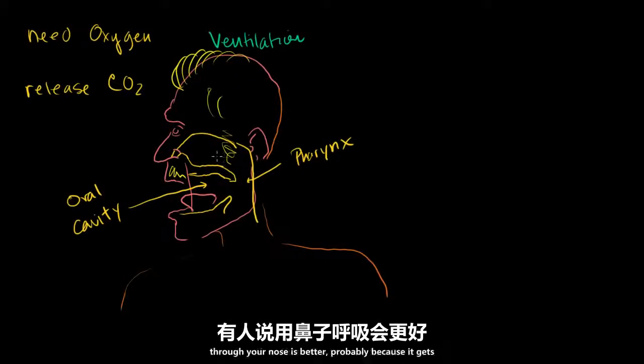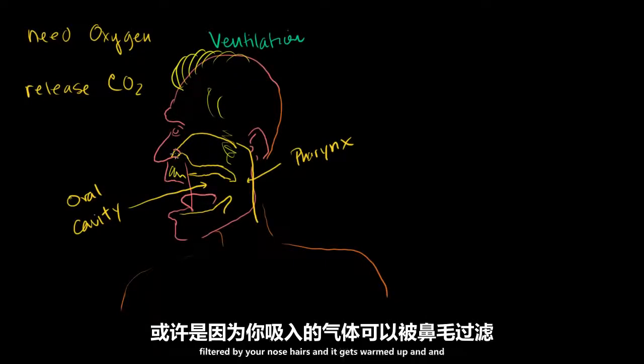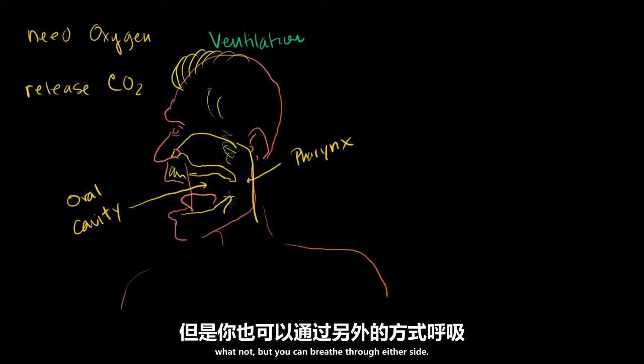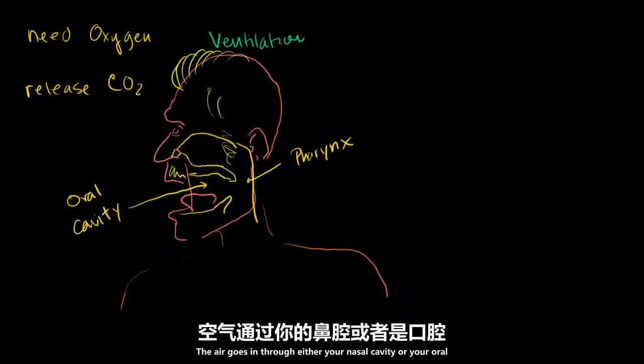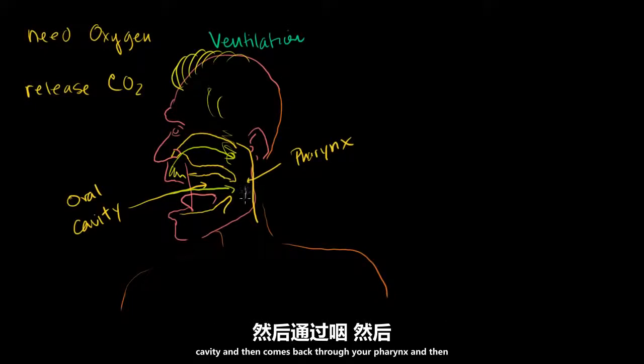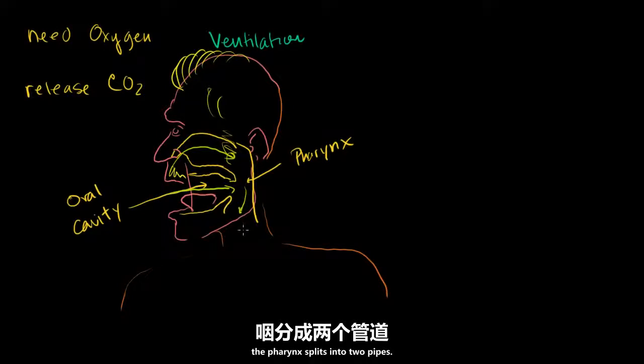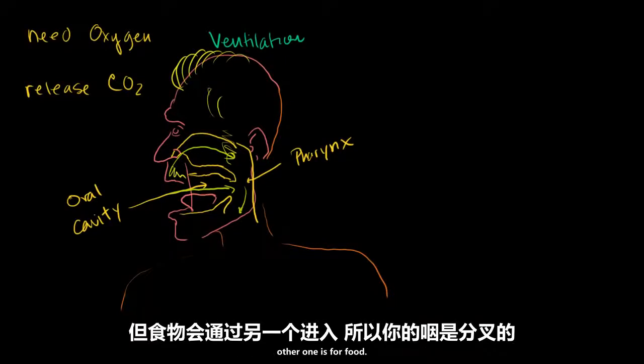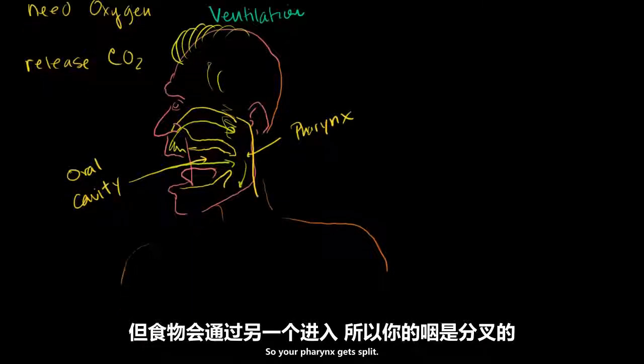They say breathing through your nose is better, probably because it gets filtered by your nose hairs and it gets warmed up and whatnot. But you can breathe through either side. The air goes in through either your nasal cavity or your oral cavity, and then comes back through your pharynx. And then the pharynx splits into two pipes. Air can go down one, but the other one is for food.